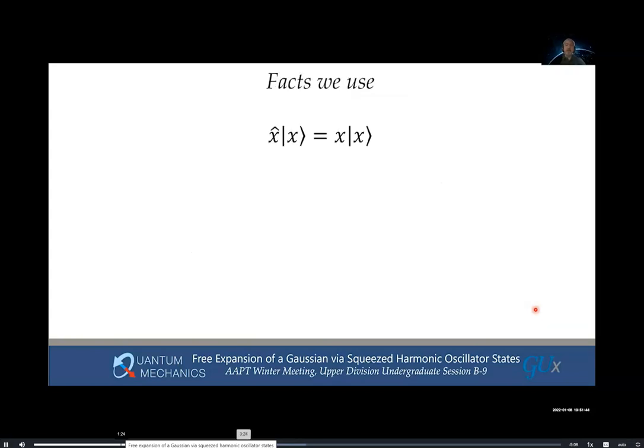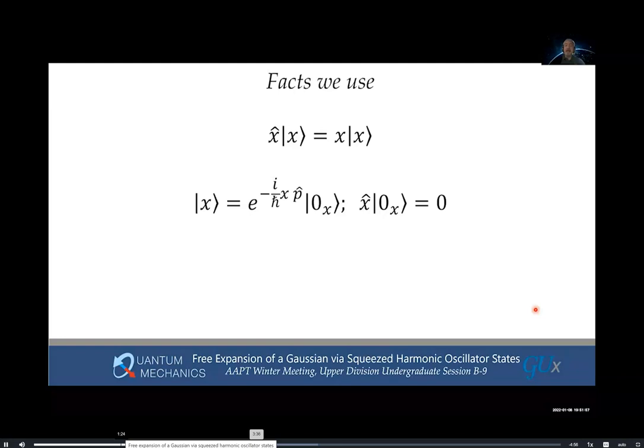The facts that we use is that we have position eigenstates. So the x operator acting on the x ket is the x number times the x ket. And in particular, we write the position operator as a translation operator of the state at the origin. And the real key thing is x annihilates the state at the origin because x equals 0 there. The second thing we use is that the lowering operator acting on the simple harmonic oscillator ground state is 0.